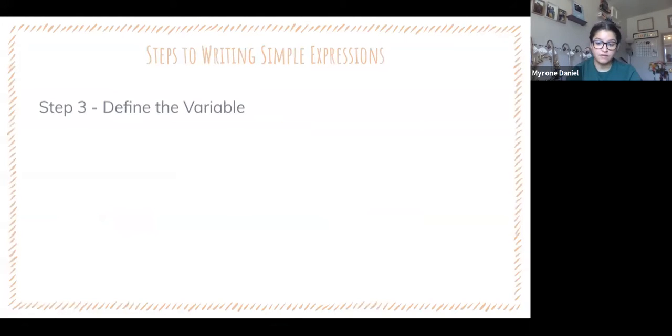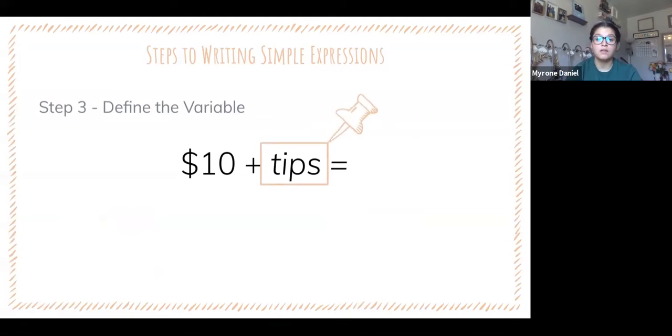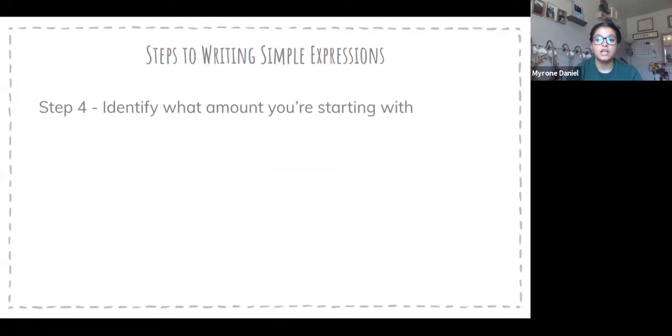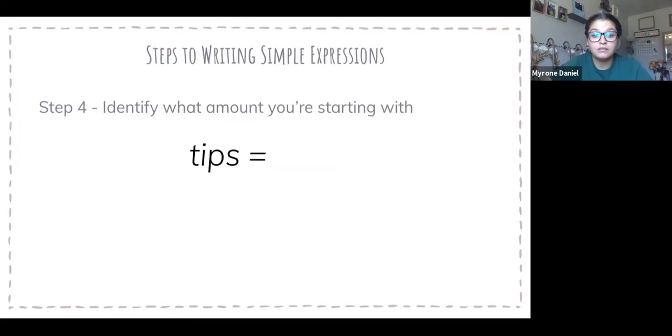So we're going to define the variable now. We know that 10 plus tips equals the amount of money that I made that hour. So tips is going to be our variable, and tips equals T. So 10 plus T equals whatever I made that hour. So now we're going to identify what amount you're starting with. We already identified that we started with 10 plus the tips, which is T. So then our tips are going to equal 20 right now, and our tips are going to equal 5.